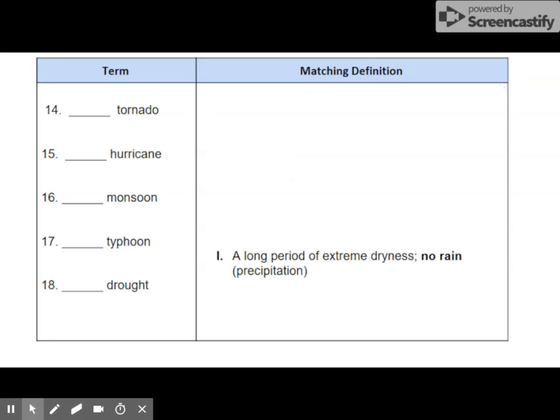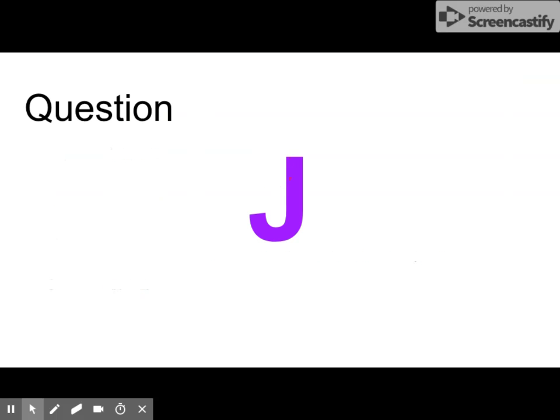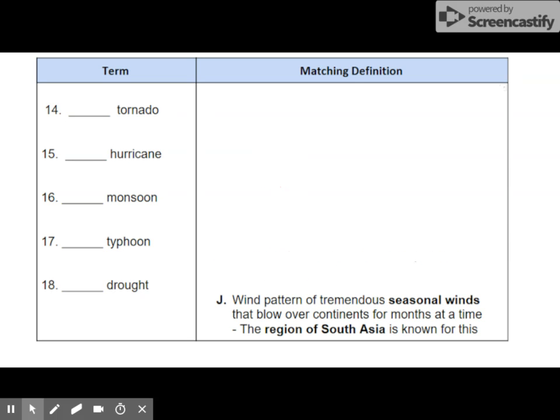Question I. A long period of extreme dryness, no rain or precipitation. Tornado, hurricane, monsoon, typhoon, drought. Question J. A wind pattern of tremendous seasonal winds that blow over continents for months at a time. The region of South Asia is known for this. Tornado, hurricane, monsoon, typhoon, drought.